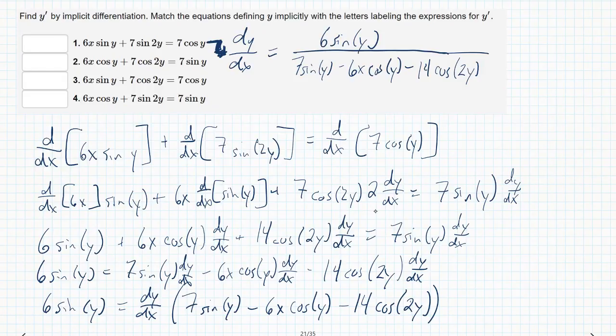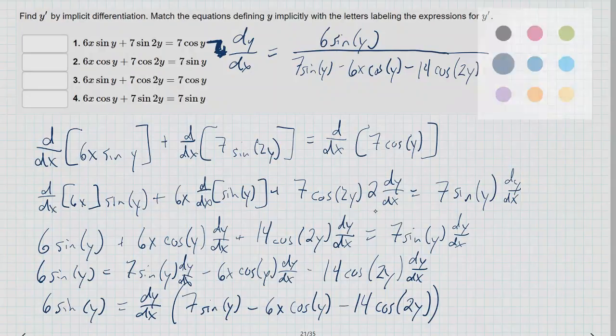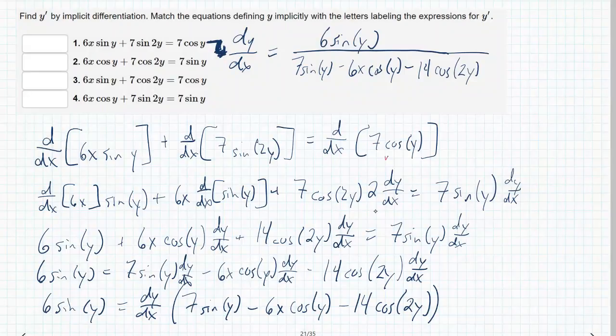So, oh, actually, I made a mistake. I've got to apologize. I didn't catch it. I'll highlight it right here. Cosine of y. That's negative 7 sine of y. So that makes negative 7 sine of y.